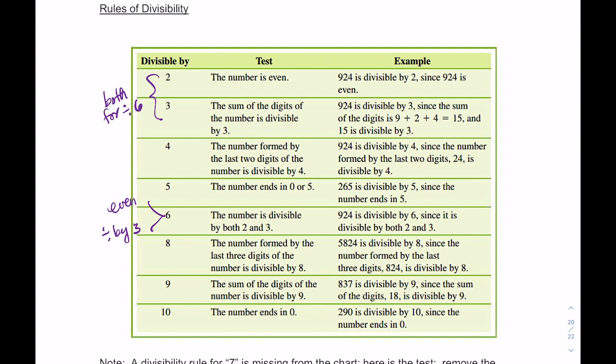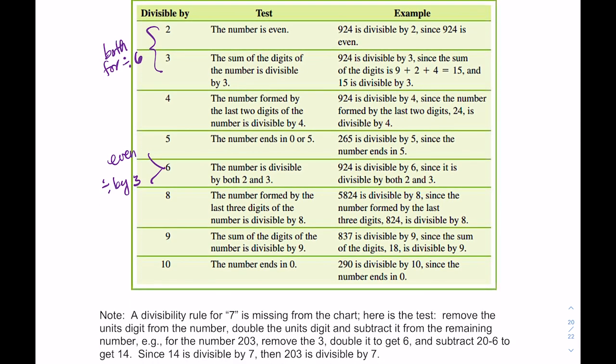A number is divisible by 9 if the sum of the digits of the number is divisible by 9. It's very similar to 3, except we add the digits and make sure the sum is divisible by 9. So 837, if I add 8 plus 3 plus 7, I get 18, and 18 is divisible by 9. So 837 is divisible by 9. And then a number is divisible by 10 as long as it ends in a 0.